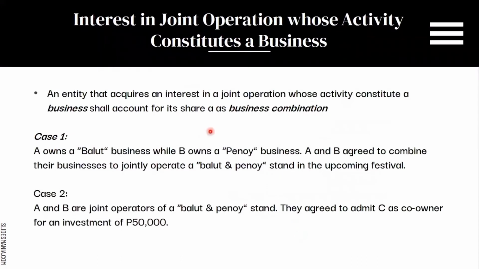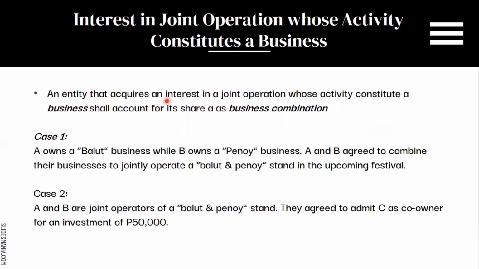So, next is interest in a joint operation whose activity constitute a business. An entity that acquires an interest in a joint operation whose activity constitute a business shall account for its share as a business combination. So, ibig sabihin lang yan na hindi na po natin i-apply ang PFRS 11, kundi PFRS 3 na po ang ating i-apply, which is the business combination.